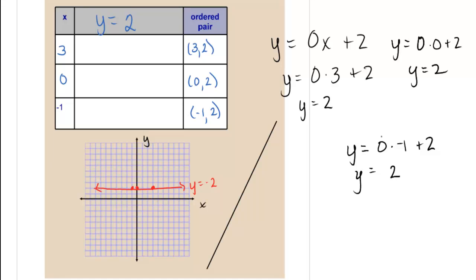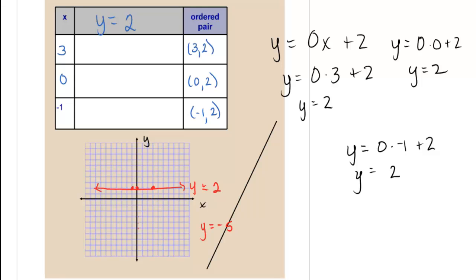So y is always going to be 2 in the equation y equals 2, and x can be anything. And you end up with what looks like a horizontal line. It is a horizontal line. And any equation where y equals a number, a constant, will always give you the equation that will look like a horizontal line. So if I said y equaled -5, that means y is always -5.